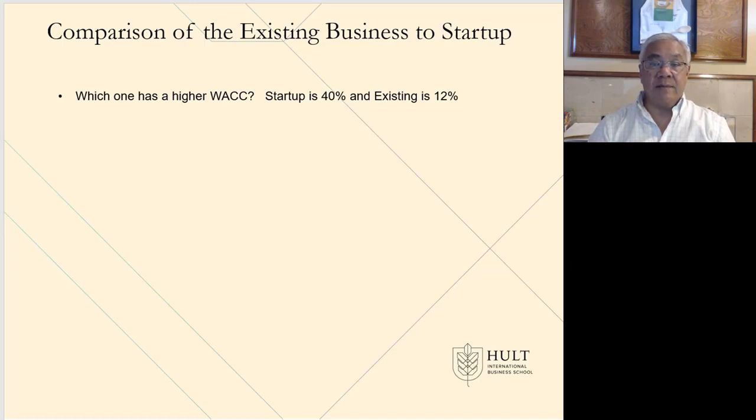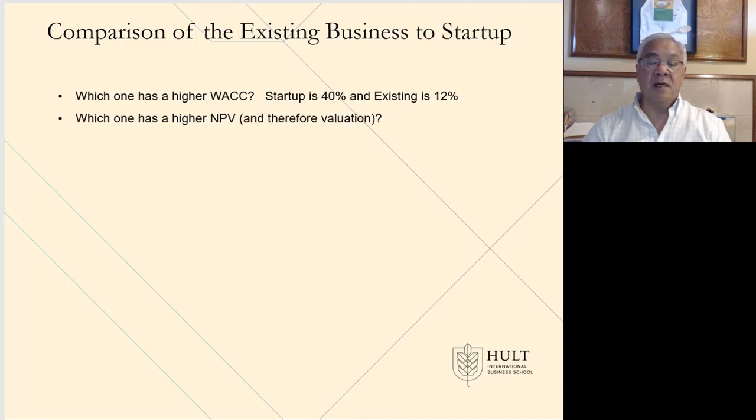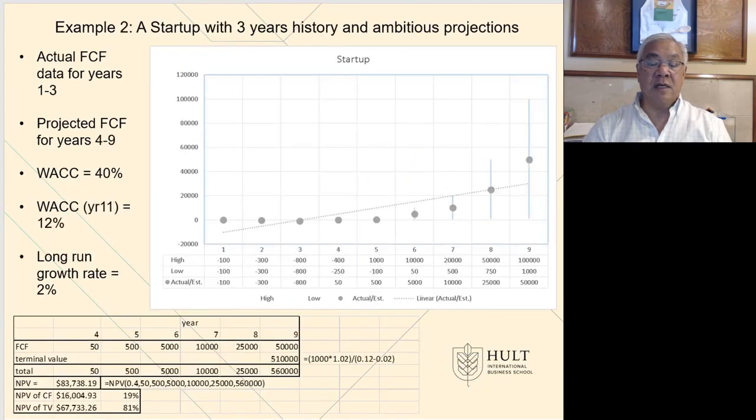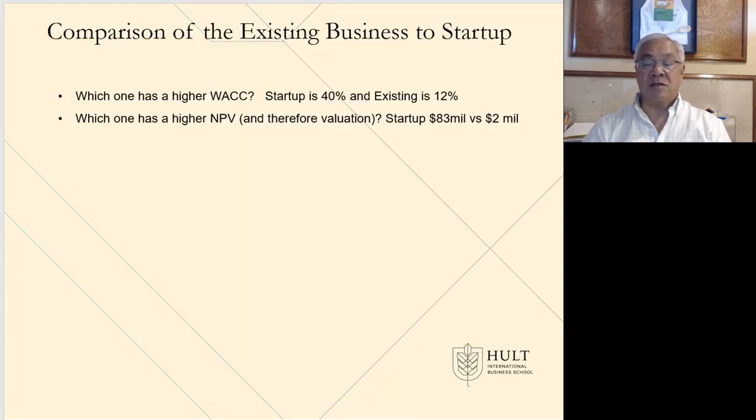Well, there's a reason for that. The higher WACC represents higher risk. So that's a clue. Oh, it's not quite as simple, right? Because the WACC indicates the level of risk that investors are willing to take on those two different alternatives. Next, which one has a higher NPV? As we saw earlier, the NPV for the existing is about 2,200. The NPV for the startup is 83,000. So the startup has 83 versus 2.